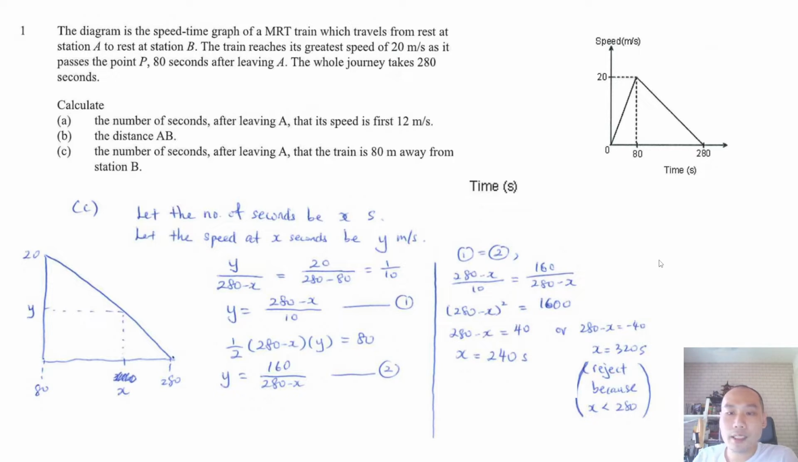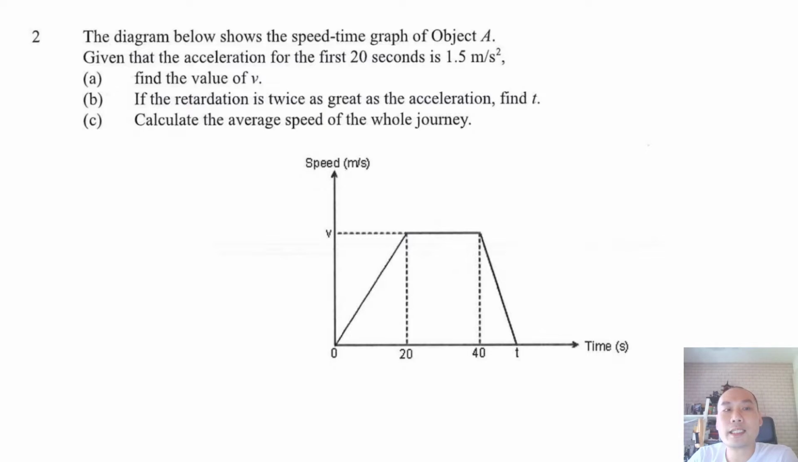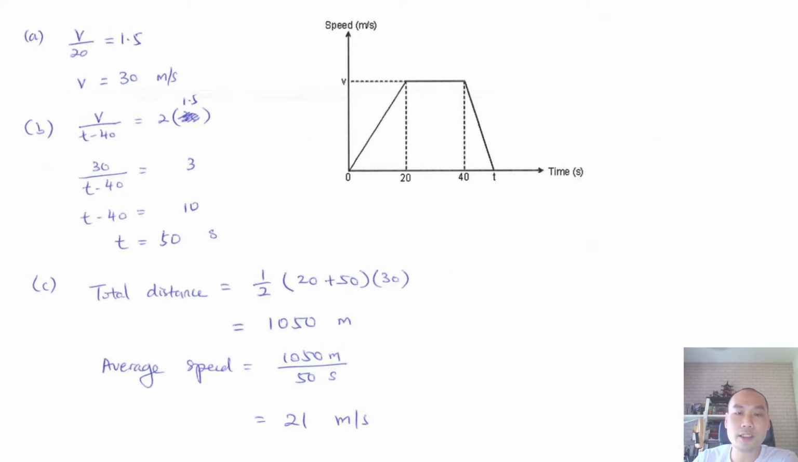Okay. Right, continuing. The second question, we have a diagram that shows the speed-time graph of object A. The acceleration for the first 20 seconds is 1.5 meters per second squared. We find the value of V. So this is just a simple question to test our basic understanding of the concept of acceleration, which is the gradient of a speed-time graph. So gradient, rise over run. In this case, the rise is V, the run is 20, that is equal to our acceleration 1.5. So that works out to V equals 30 meters per second, right?